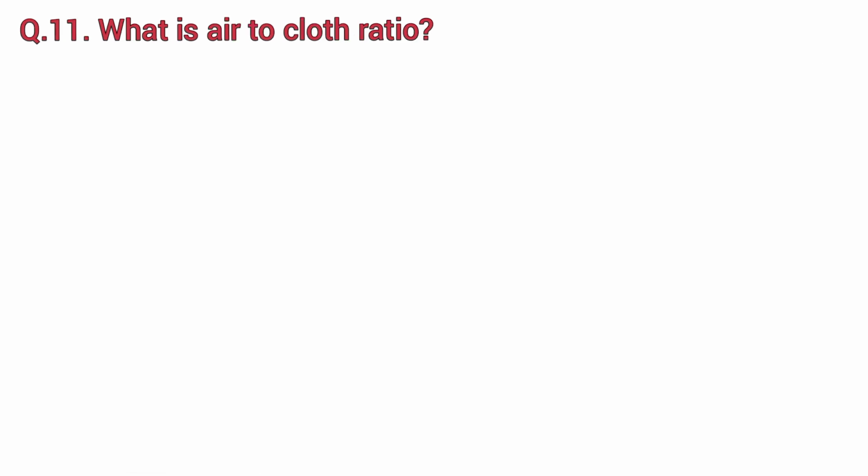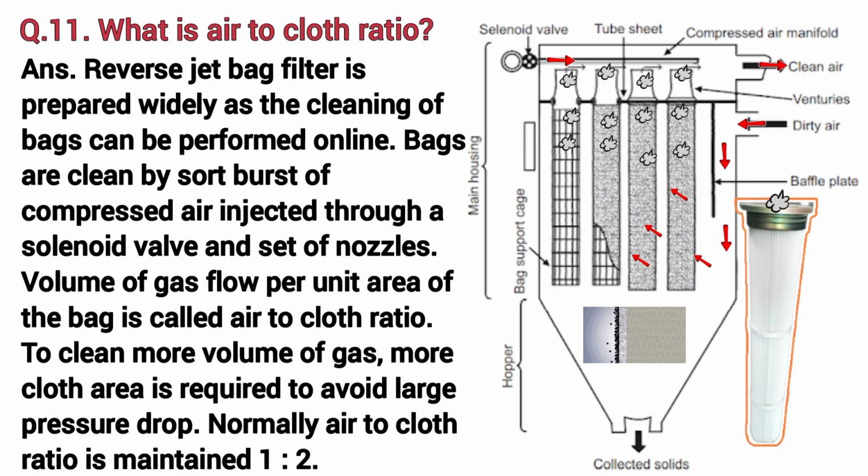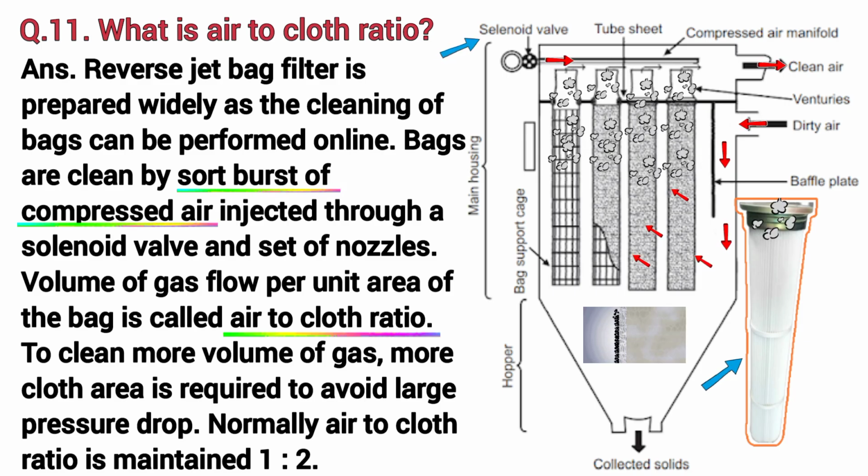What is air-to-cloth ratio? Volume of gas flow per unit area of the bag is called air-to-cloth ratio. To clean more volume of gas, more cloth area is required to avoid large pressure drop. Normally air-to-cloth ratio is maintained at 1:2.